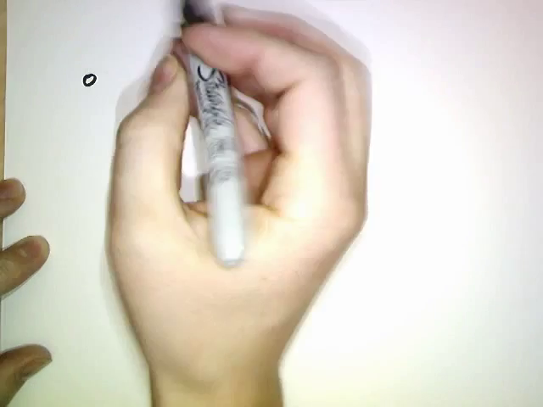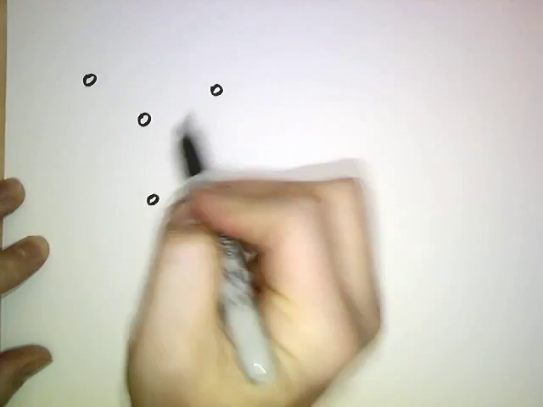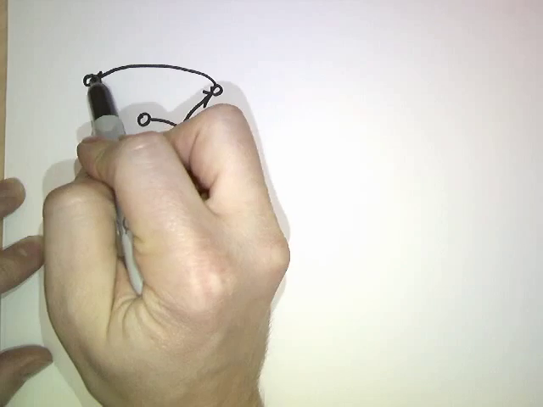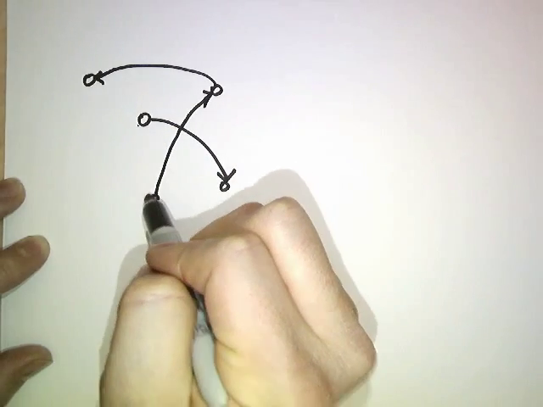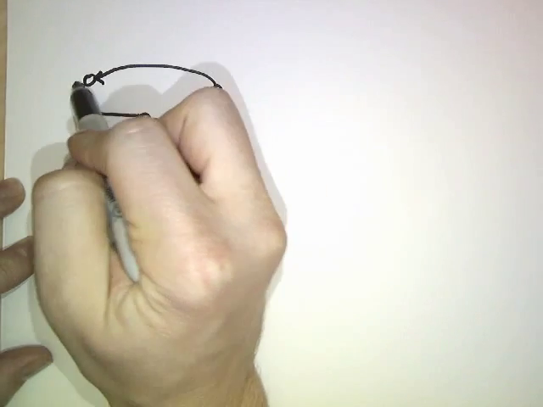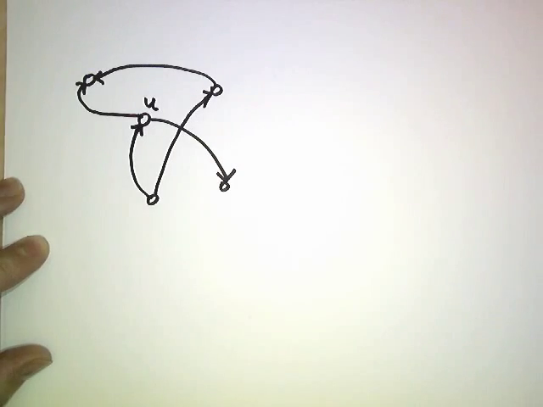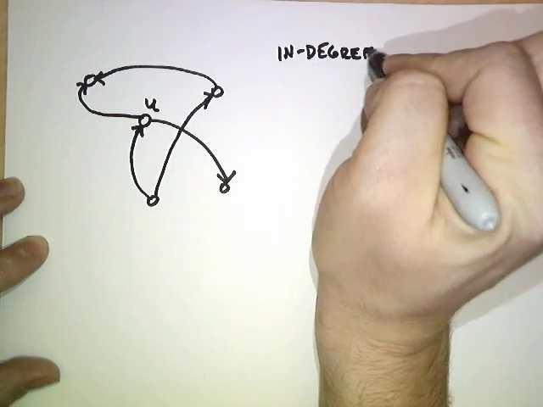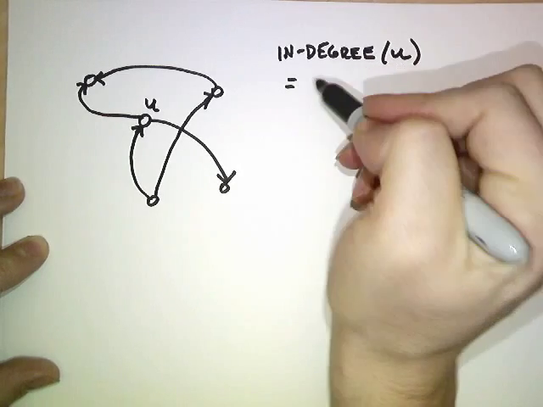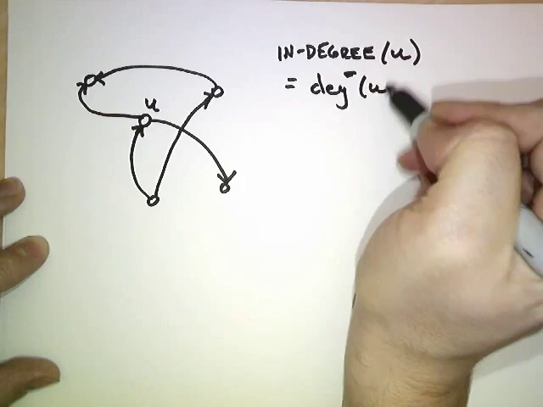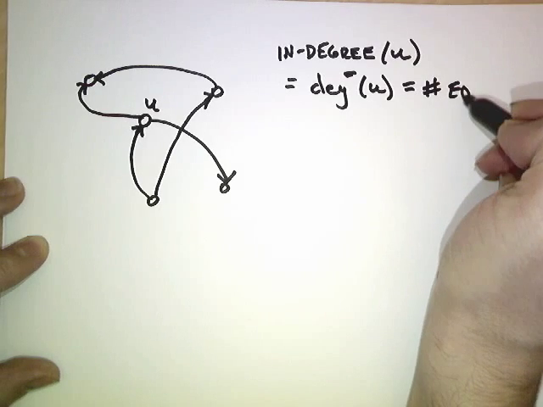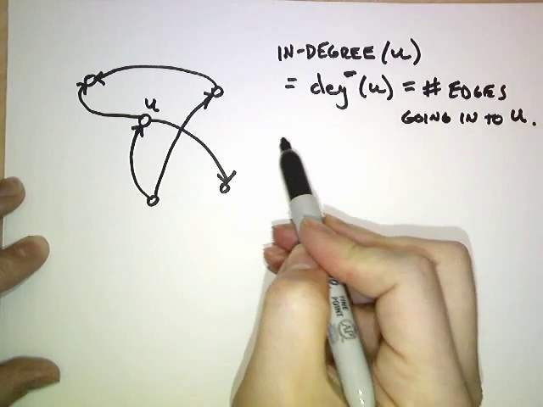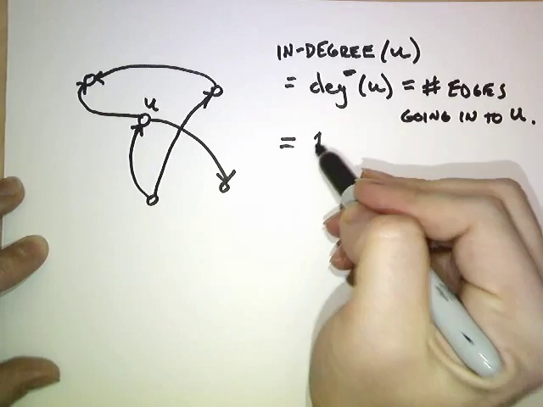Just a little more terminology here. Let's assume that we have, this time, a directed graph. So we're orienting edges to go from one vertex to another. And I'll call this vertex U. So we say that the in degree of U, this is usually abbreviated degree minus of U, is equal to the number of edges going into U. So in this case it would be, let's see, looks like there's only one edge going into U.